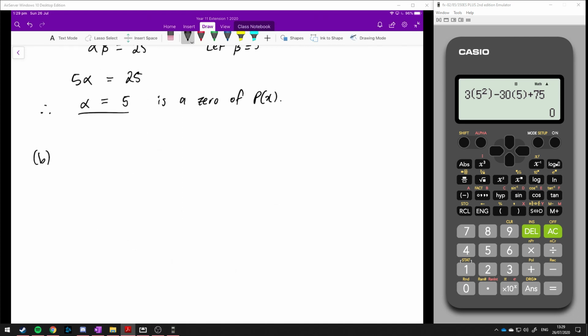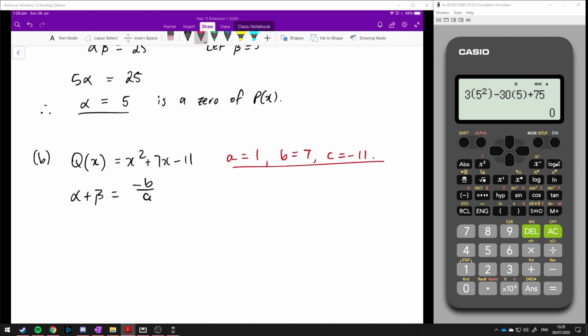So what we're going to do is rewrite this polynomial out again, so I don't have to keep scrolling back up. So it's equal to x squared plus 7x minus 11. Okay. So we know that the sum of the roots is equal to negative b on a. So a in this case is equal to 1, b is equal to 7, and c is equal to minus 11. So we've got our three values here, because remember, a is that term, b is that term, c is that term. Okay, and what we can do is substitute them straight in.